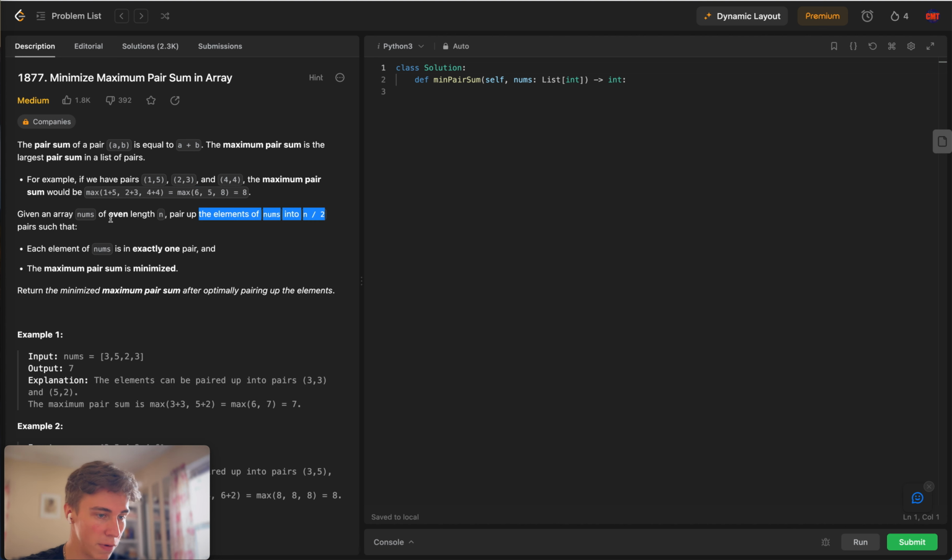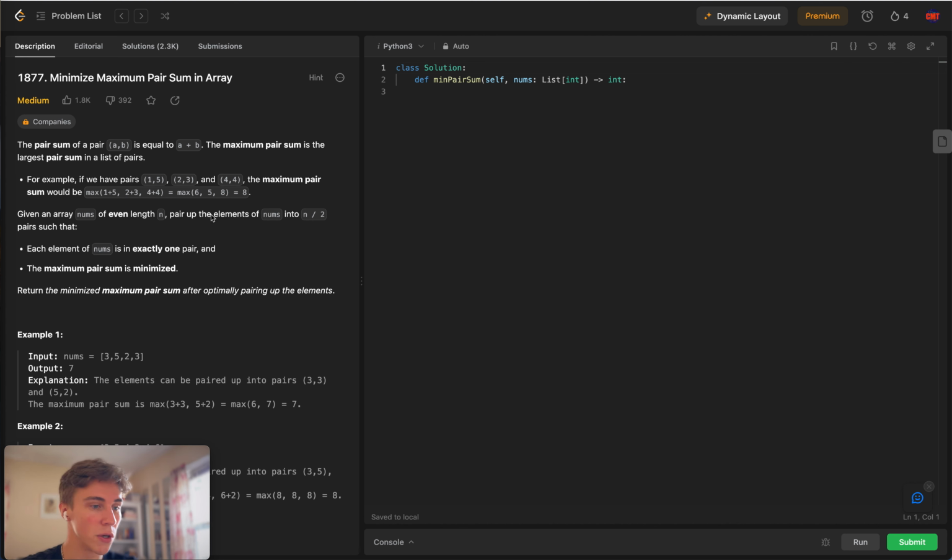Now, how do we find these pairs? Given an array nums of even length n, pair up the elements of nums into n divided by 2 pairs such that each element of nums is in exactly one pair, meaning that each element has to be present only once in a pair. And the maximum pair sum is minimized.